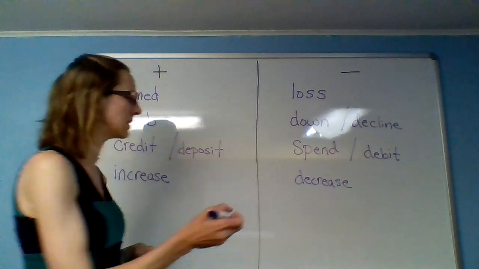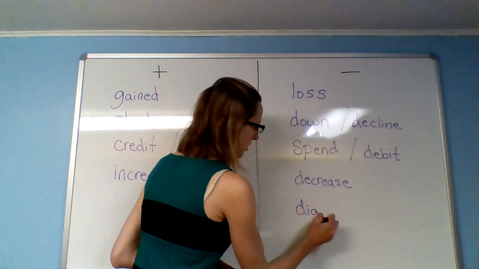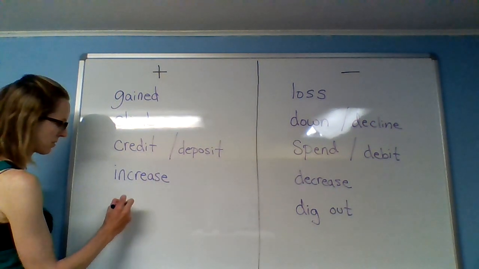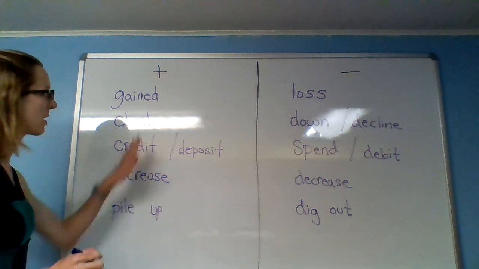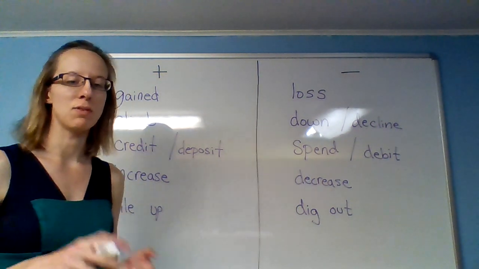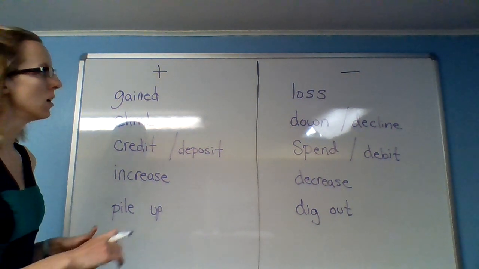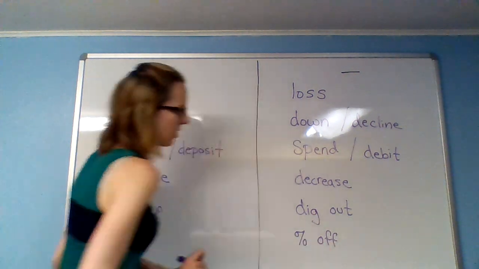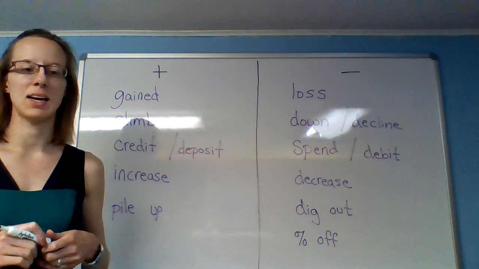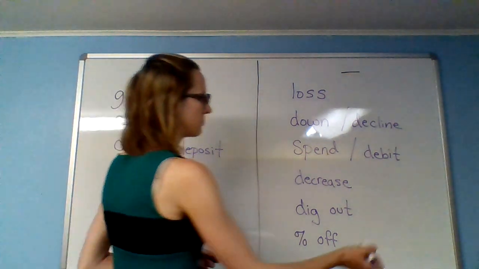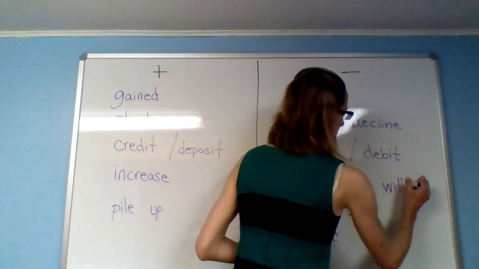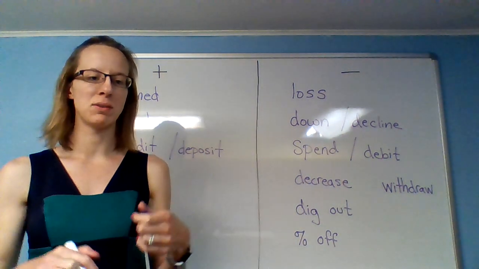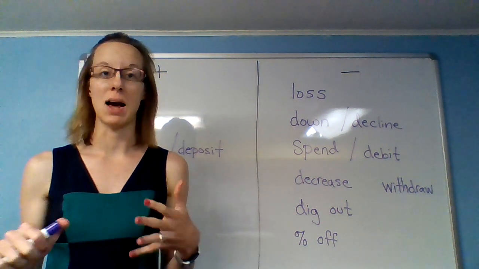If we dig out something, like we're digging out a hole, that's a negative distance. If we pile something up, it's obviously going in the positive direction. When I buy sale items, I might get a percentage off. That's my price decreasing, it's going down. If I withdraw something from my bank account, a withdrawal takes the total amount in my bank account down.